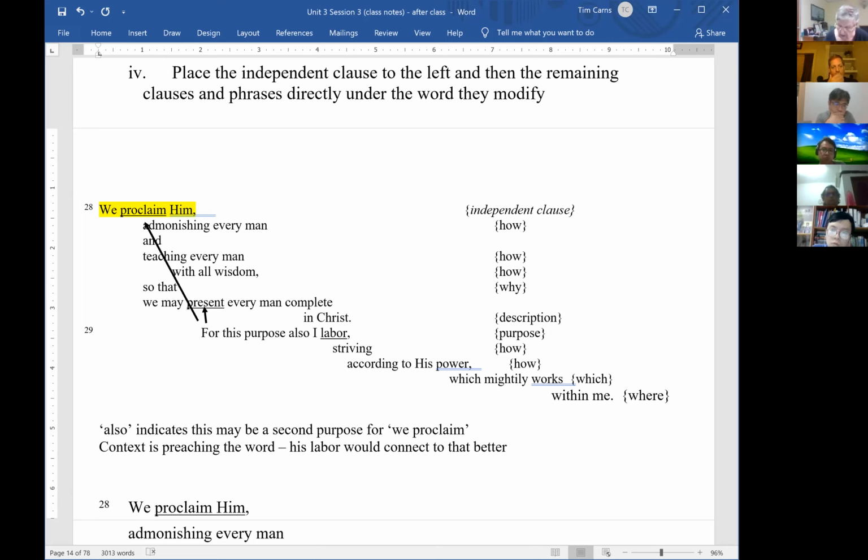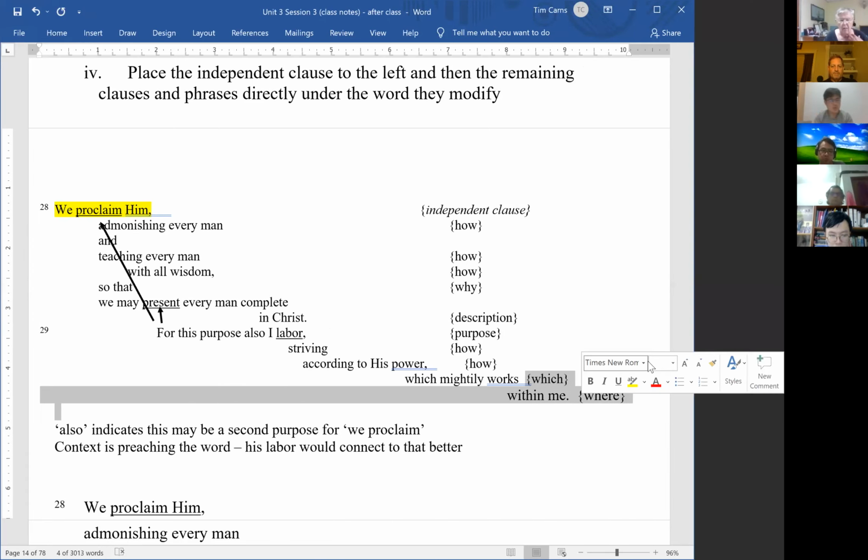All right. So this would be the thoughts you would have: okay, what would point it to modifying present? What would point it to modifying proclaim? All right. Good. Any other questions or observations?